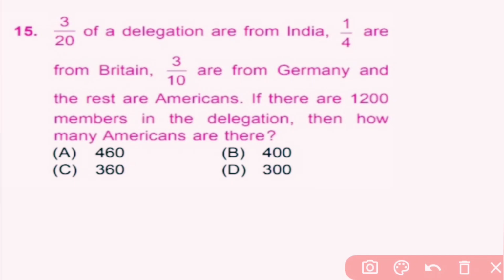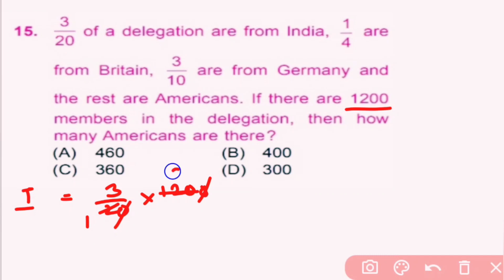So we first find out the number of delegates from India: 3 by 20 into the total number, 1200. The 0 will get cancelled, 2 ones are 2, 2 sixes are 12 and 0. And 3 into 60 is 180. So from India there are 180 members.